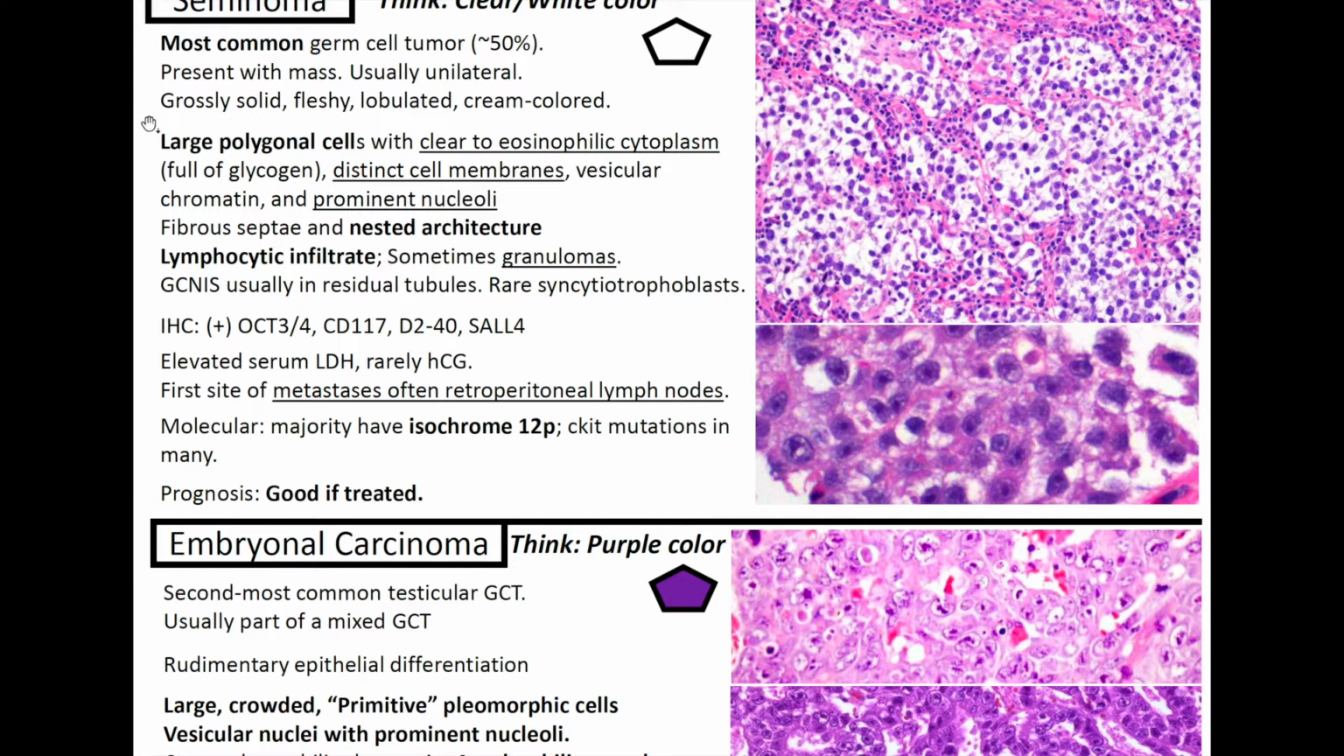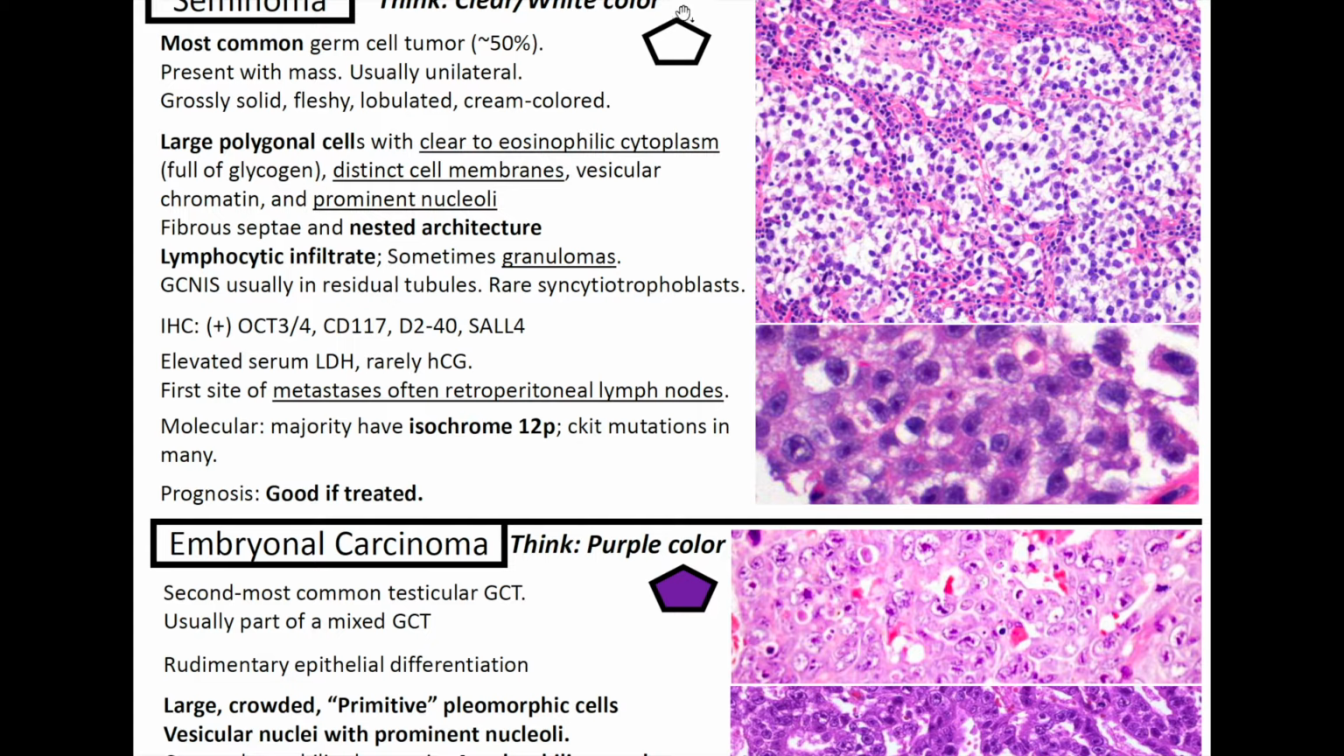So for IHC for a seminoma, it's going to be OCT3/4 positive, CD117 or c-KIT positive, D2-40 and SALL4 positive. You're going to have elevated serum LDH, rarely HCG as mentioned, and the first site of metastases are often to the retroperitoneal lymph nodes. A little molecular again, as previously mentioned, the majority of seminomas have isochromosome 12p and c-KIT mutations in many. The prognosis is good if treated.